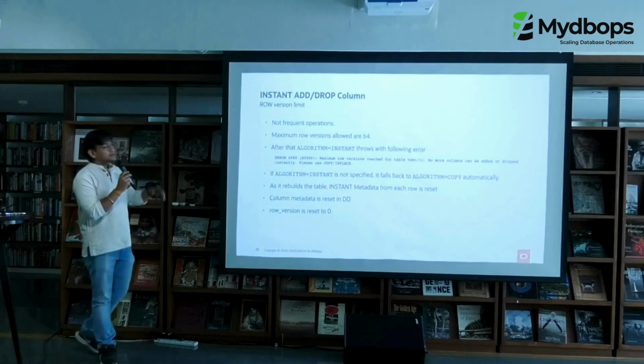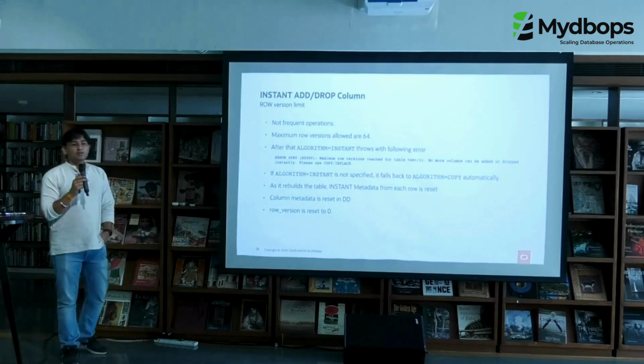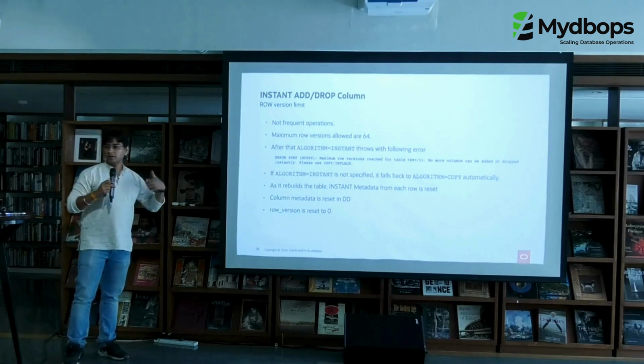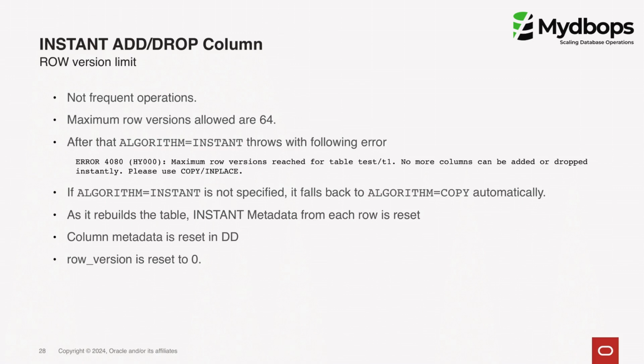Now we realize adding and dropping columns is not a very frequent operation in the real world, right? A customer who is running a table cannot keep on adding and dropping columns. Because this is a rare operation, we limit the number of instant add and drop operations to 64. So up to 64 row versions, you can do instant add and drop. But if you go beyond that, and you give ALGORITHM equal to INSTANT, then you will get an error that the maximum row version has been reached, now fall back to copy or in-place.